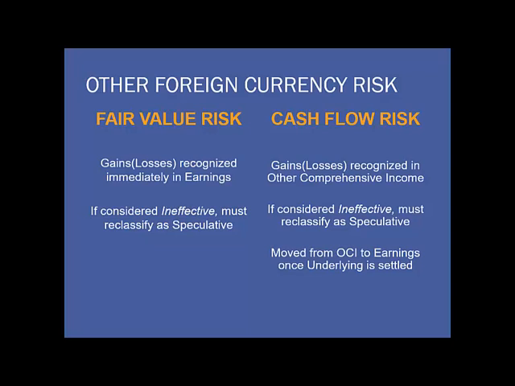So gains and losses for fair value risk must be immediately in earnings. If it's considered ineffective, you have to reclassify it to speculative. For cash flow risk, this goes into other comprehensive income. And again, if it's ineffective long term, it must be reclassified. And the auditors do look very closely at this. So it's moved from OCI to earnings once the underlying is settled.